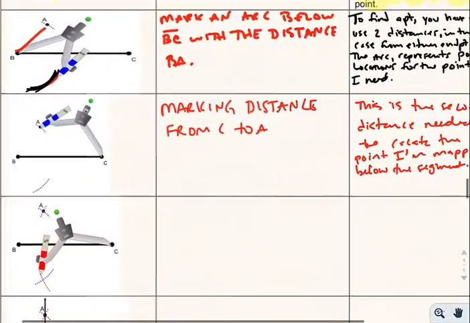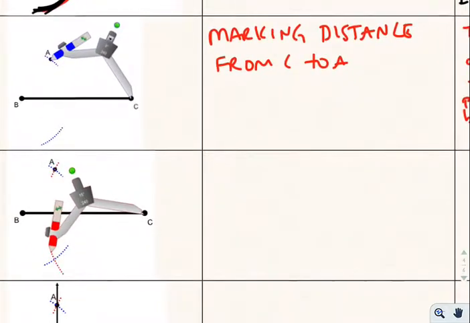No, yeah, that's what I'm talking about. Baseball. Okay, what's happening in this step?